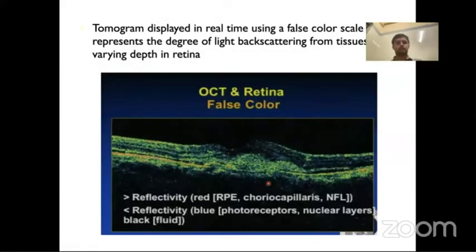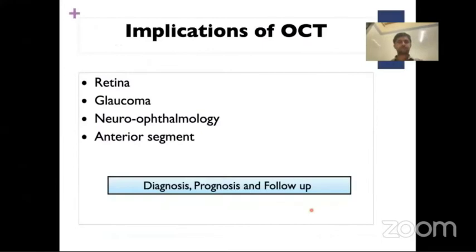There is a false color coding for depicting the structures based on their reflectivity. Structures with more reflectivity, like the RPE, choriocapillaris and nerve fiber layer, are depicted in warm colors towards the red side. Whereas structures with lesser reflectivity, like photoreceptors, nuclear layers and any fluid like intraretinal fluid or subretinal fluid, are represented in cool colors, that is towards blue. There are various uses of OCT, right from understanding the disease process to diagnosis, prognosticating a case and follow-up.